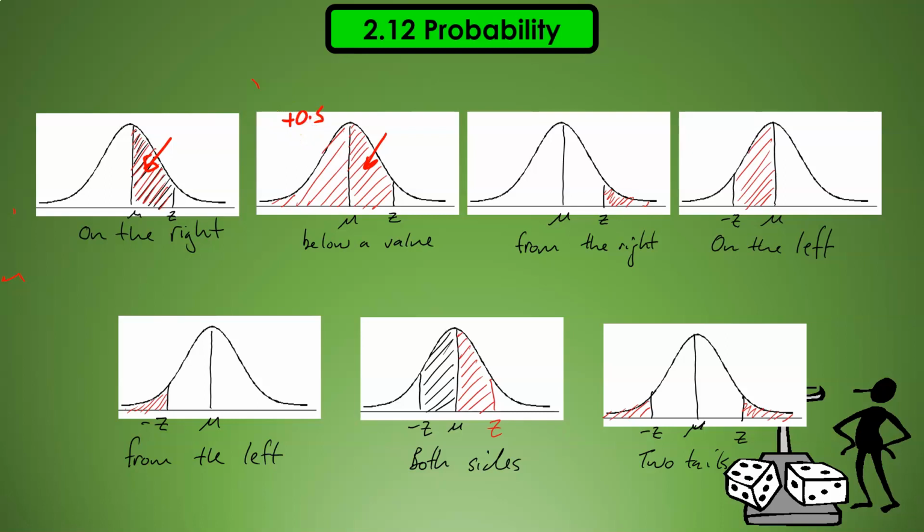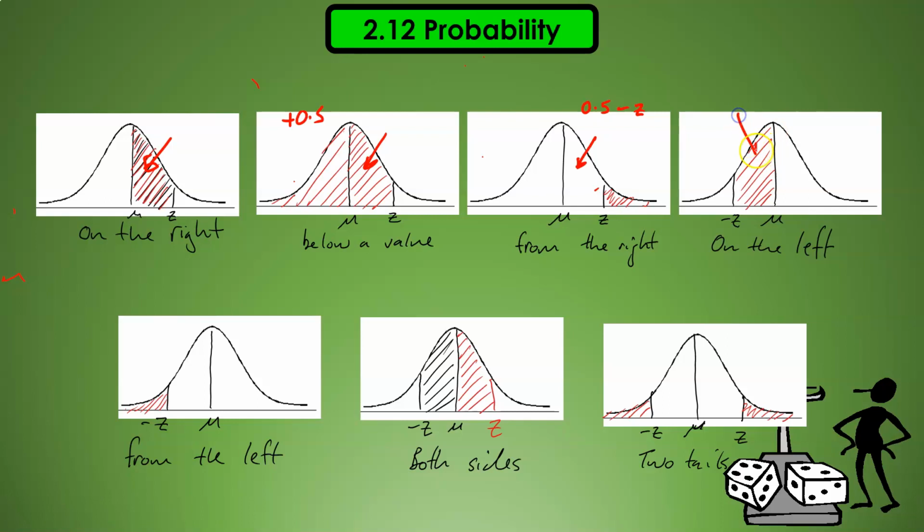Obviously on the right you just read it straight off the table. Below a value, you have to find the value from the table, and then you have to add 0.5 to it. From the right is the values above a value. The table will give you the white area, so you have to take the table value away from 0.5.